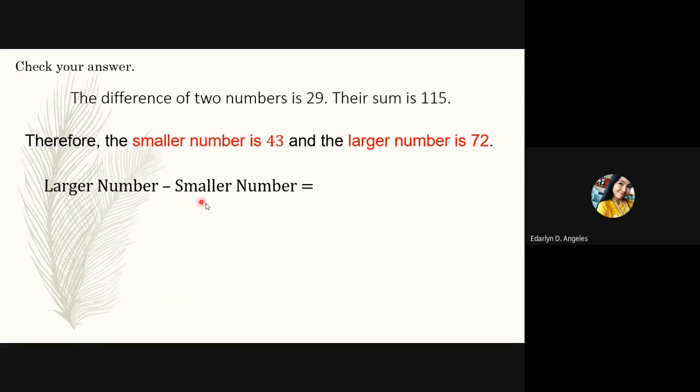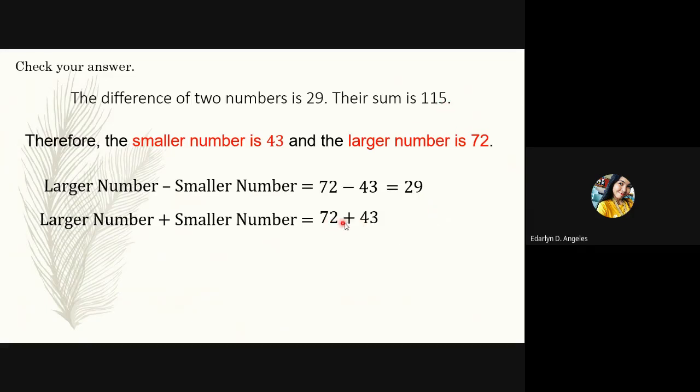So larger number minus smaller number, we have 72 minus 43. Our answer or the difference would be 29. Therefore, this one is correct. Another, larger number plus the smaller number, their sum should be 115 for us to verify it. So 72 plus 43, the sum is 115. Therefore, our answer of the smaller number 43 is correct.